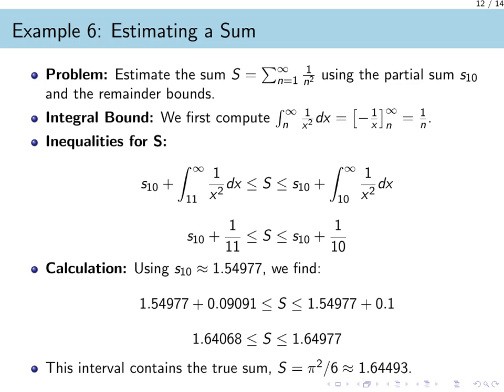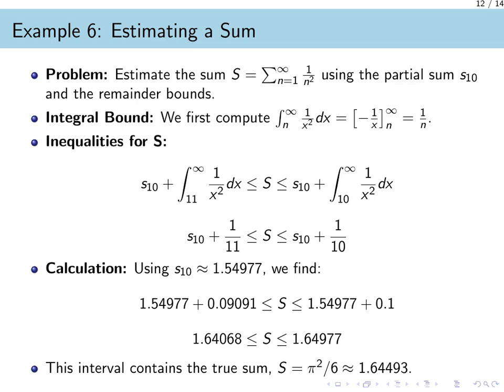The bounding inequalities from the previous slide require us to evaluate an improper integral. For our function, f of x equals 1 over x squared, the integral from n to infinity is simply 1 over n. Applying this for n equals 10, the formula tells us that the true sum s lies between s10 plus the integral from 11 to infinity and s10 plus the integral from 10 to infinity. This means s is trapped between s10 plus 1/11th and s10 plus 1/10th.